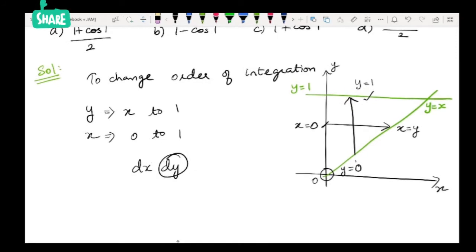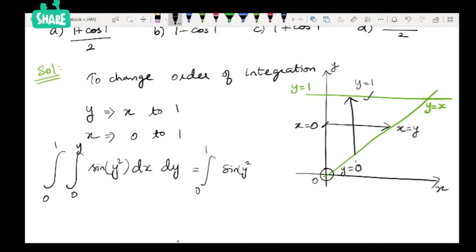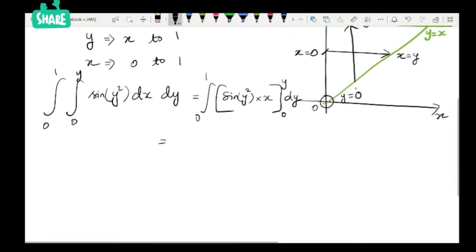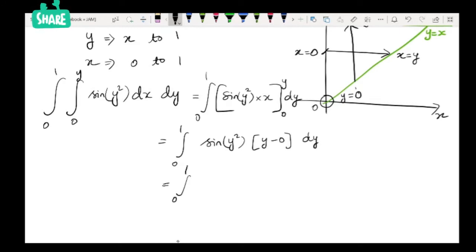So let's write the integration again. It will be the integral where the limit for x is from 0 to y, and the limit for y is from 0 to 1, and the integrand is sin y squared. Now we can easily start integrating with respect to x, because the integrand is a function of y, right? So it will be sin y squared into x, and the limits are from 0 to y. Let's apply the upper limit and the lower limit. It will be sin y squared into y minus 0. So y minus 0 is y. So we have ended up with the integral from 0 to 1 of y sin y squared dy.